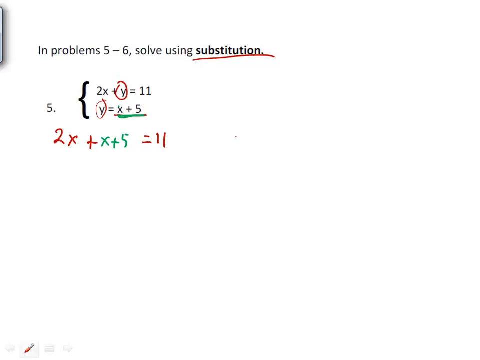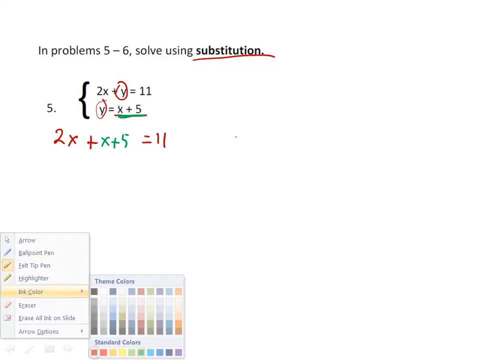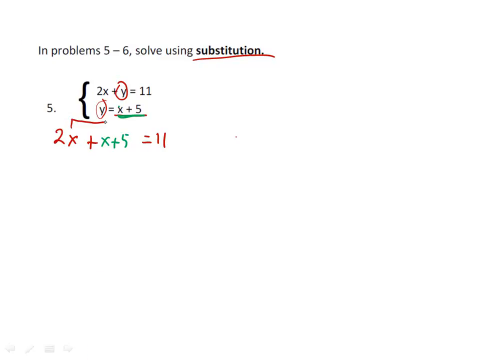All right, now it becomes a rather easy problem to solve. I can combine like terms. 3x plus 5 equals 11. Subtract 5. 3x equals 6. Divide by 3. X equals 2.